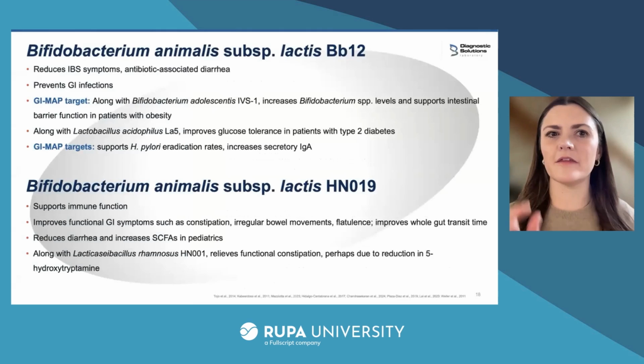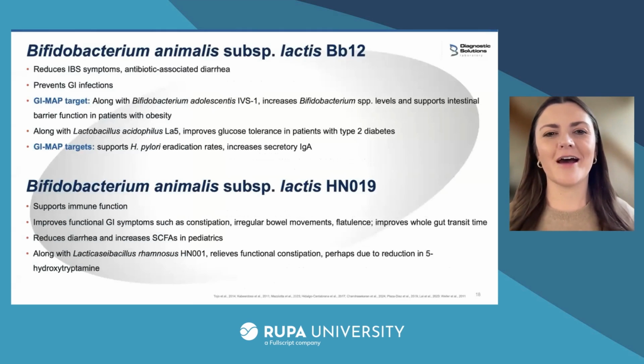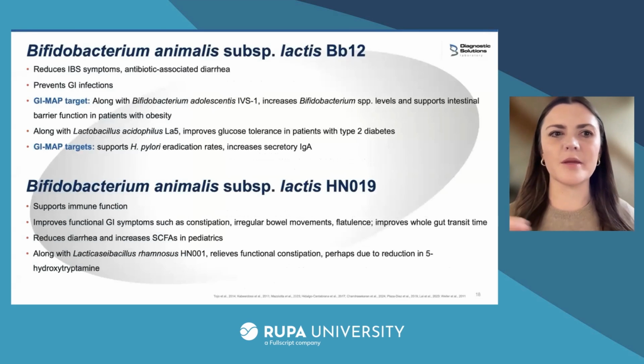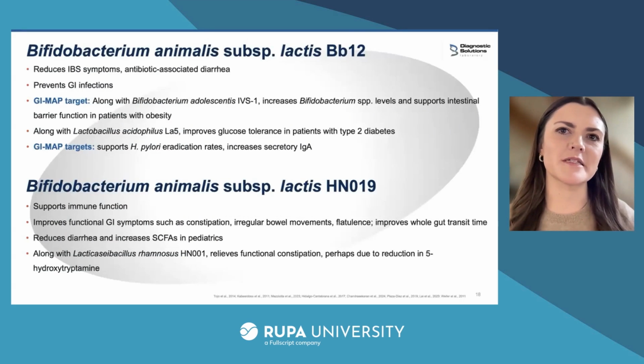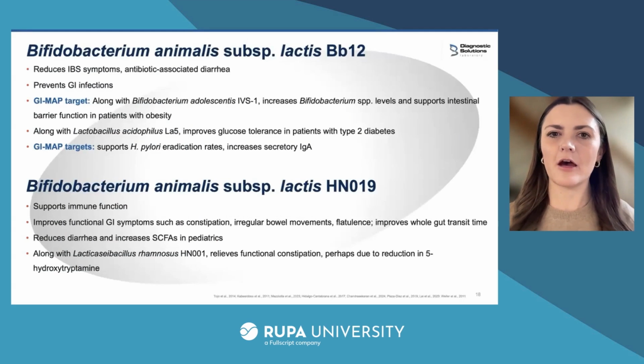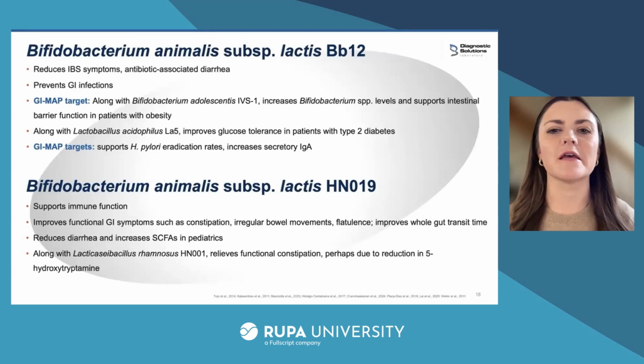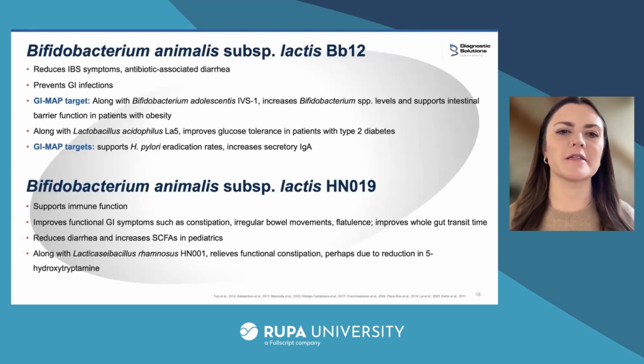In one study combining this strain with another strain, these two together were shown to increase bifidobacterium levels and support barrier function. Another study looking at, again, BB12, but combining it this time with Lactobacillus acidophilus LA5, helped to improve glucose tolerance. So just a couple examples there of different applications and different combinations and synergistic effects between different strains. This strain has also been shown to support H. pylori eradication and can help to support secretory IgA levels, which are important for that immune response in the gut.